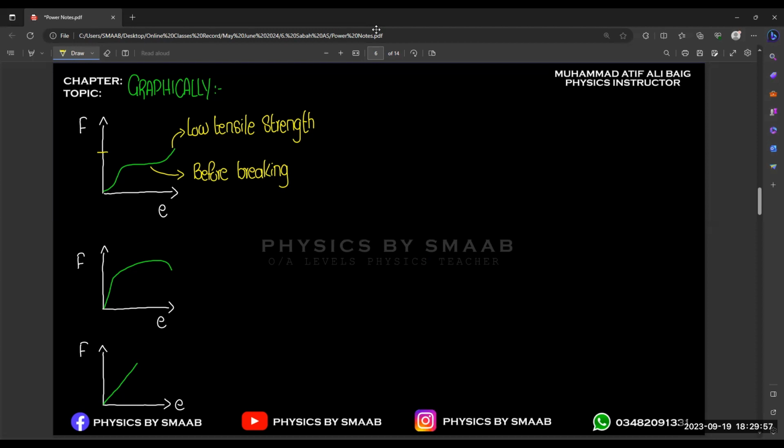And in the second graph, you observe that initially we are moving with elastic deformation, like Hooke's law, because both are directly proportional. But later on it exceeds the limit of proportionality. So when it does, then Hooke's law no longer applies. And from the graph, you can easily identify that it has high tensile strength as compared to the first graph, right?